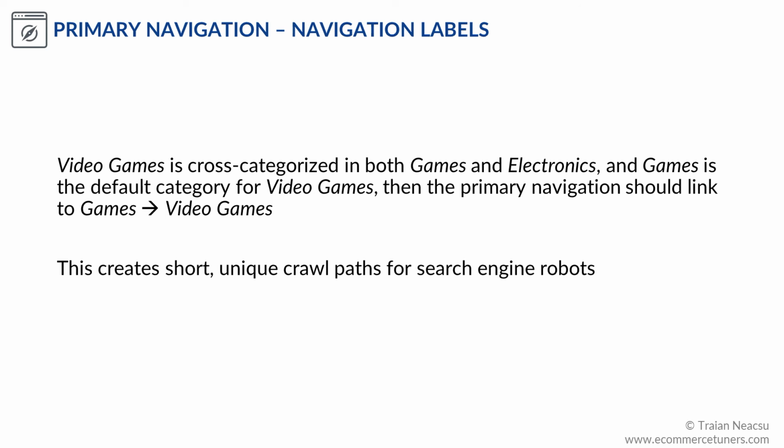From the primary navigation, you should link to canonical categories. For example, if video games is categorized in both games and electronics, and games is the default category for video games, then the path in the primary navigation should be games, then video games. This creates short, unique crawl paths for search engine robots.